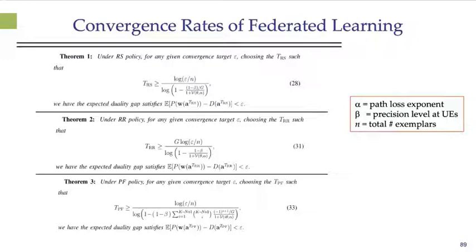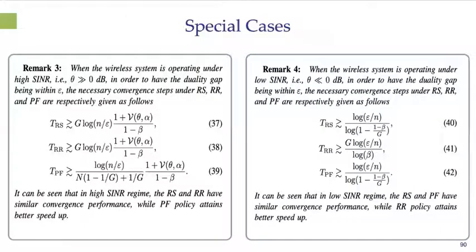One is the path loss exponent alpha. Another is the precision level at the end user devices of machine learning. So we're going to abstract the machine learning at the end user devices into a precision level that can be achieved there. And N is just the total number of exemplars distributed over all of the end user devices. So don't worry too much about these formulas. I'm going to give some plots in a minute, but we can also do some approximation for special cases.